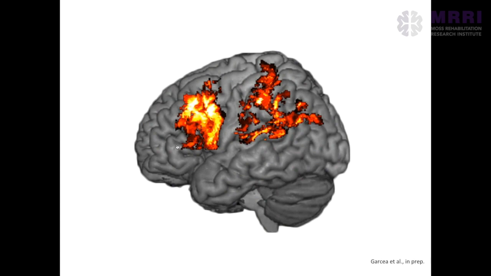Here is just a snapshot of a finding that is not too dissimilar from what we've been looking at before. This is an analysis of tool use performance, okay? And so you typically find two large clusters, one that includes supramarginal gyrus that also extends into angular gyrus and even into some portions of the superior temporal gyrus, and a second cluster in the inferior frontal gyrus that extends into middle frontal gyrus, including ventral premotor.